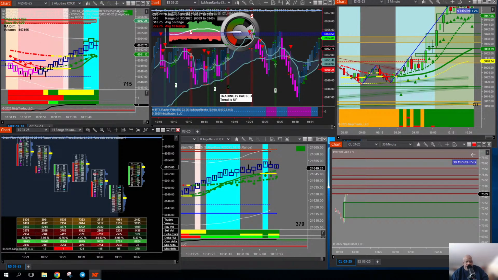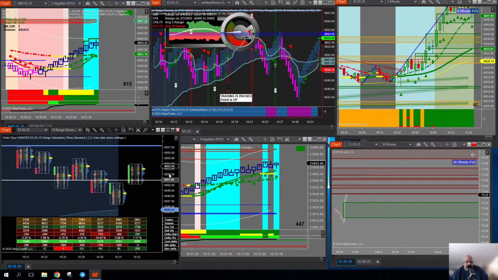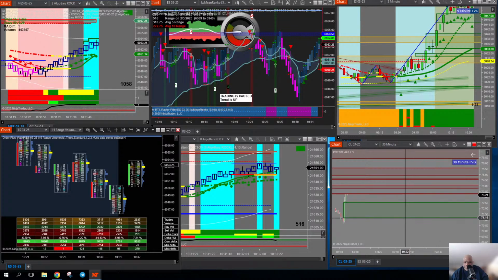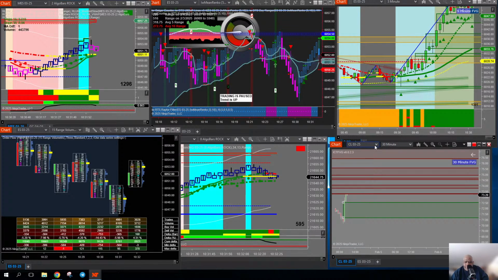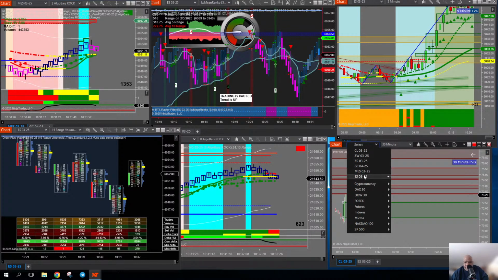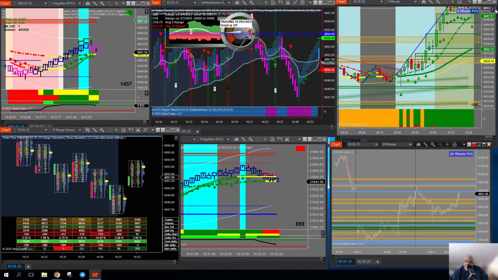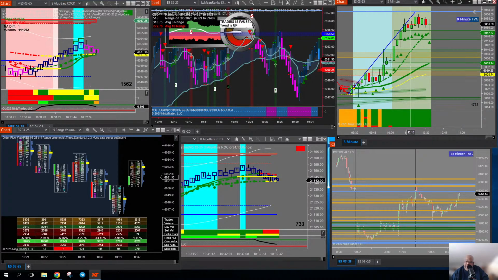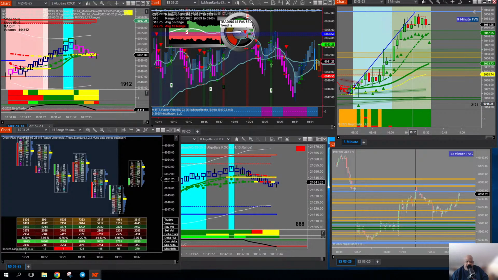$732. Initial balance is formed. All right, let's go back to the ES on the 30-minute here and see what's happening. As you can see, market internals are all green. That's important. That's understandable because this morning, all we saw was buying.